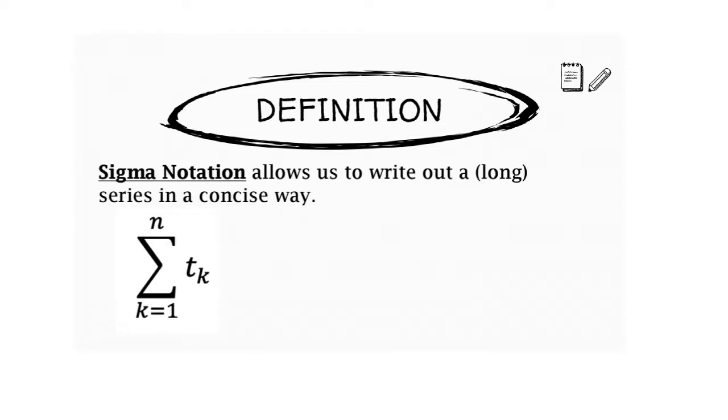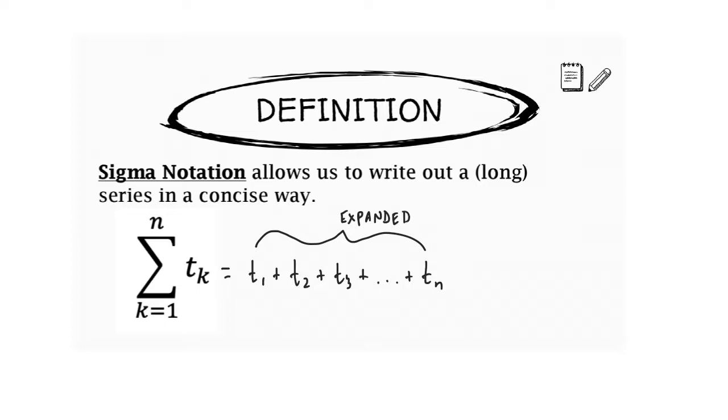Before we answer that question, let's define some terms. Sigma notation is a notation that allows us to write out a potentially long series in a concise way. Suppose you had a sequence of terms, T1, T2, T3, and you want to add those terms together. Well, you would write T1 plus T2 plus T3. And let's just say there are n of these terms. Maybe n is 100 or something like that. This is a long way to write out the series, and we'll call it the expanded form. The expanded form is a pain, even if we're using the dot, dot, dot.